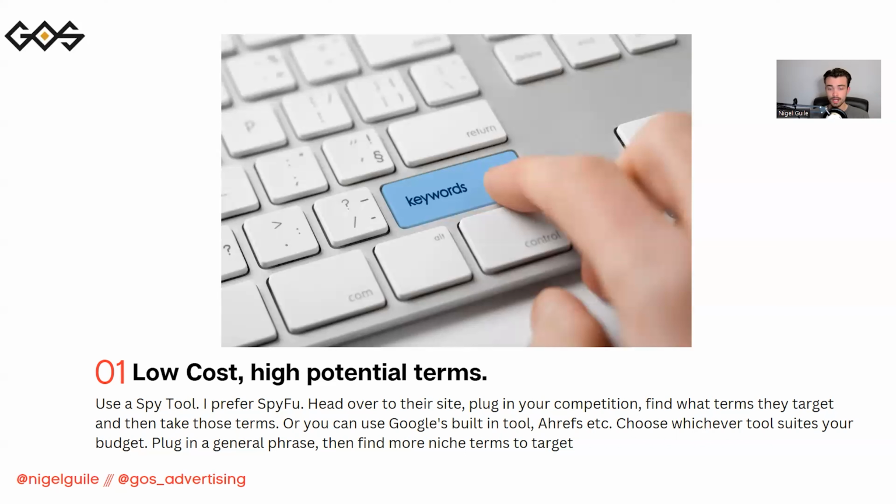Highly recommend them. But what I'm going to go over today is Google's built-in tool. It's a free option. It's really great at forecasting potential results with different keywords. You can plan your keywords accordingly towards your specific business. SpyFu is similar, but you can go a little crazier with it. Choose whichever tool suits your budget, right? Most people are going to go for the free option to start, as I did myself. But once you get more familiar with Google Ads, people tend to switch to SpyFu. All you have to do is plug in a general phrase and then find more niche terms to target. So target different customer demographics that you might not have considered before.